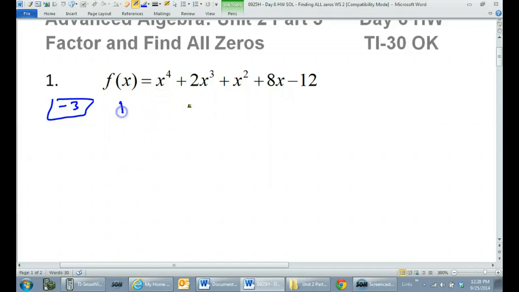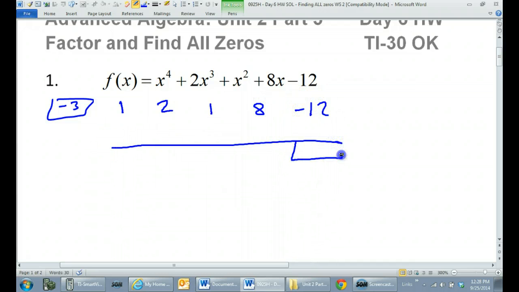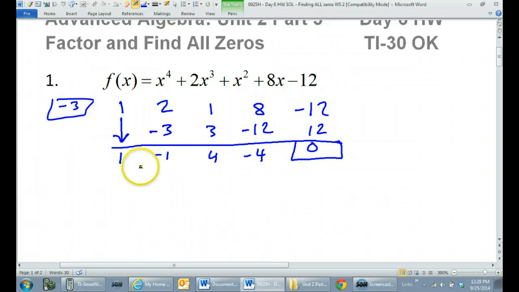Okay, synthetically I have 1, 2, 1, 8, -12. I bring down that 1 and such. So that's going to be -3, -1, +3, 4, -12, -4, +12, 0. Now, see the pattern 1, 1, 4, 4. See how it's like doubles? That just screams grouping to me. So I would definitely try to group right now if I were you.